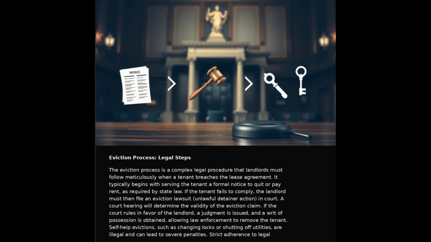court. A court hearing will determine the validity of the eviction claim. If the court rules in favor of the landlord, a judgment is issued and a writ of possession is obtained, allowing law enforcement to remove the tenant.